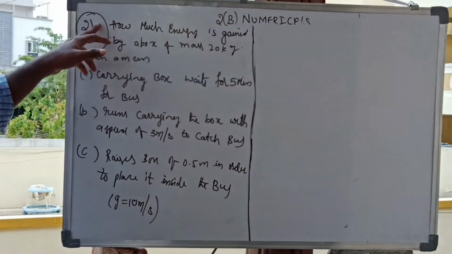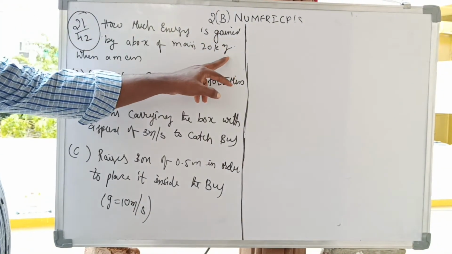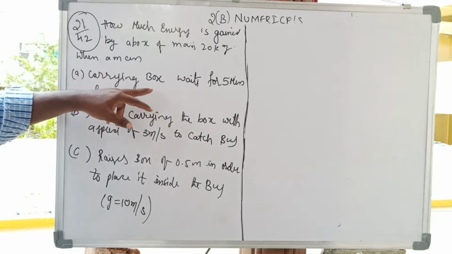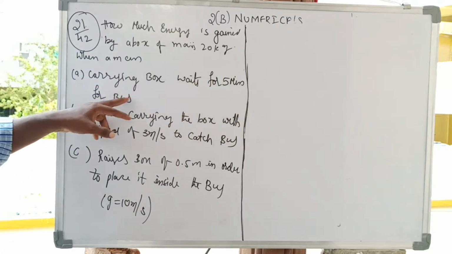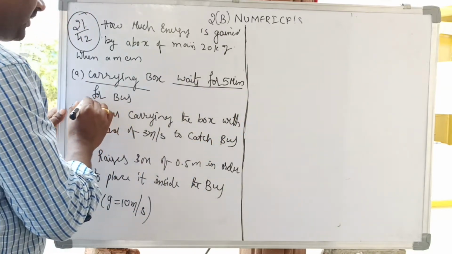So the 21st problem, page number 42. How much energy is gained by a box of mass 20 kg when a man carrying the box waits for 5 minutes for a bus?